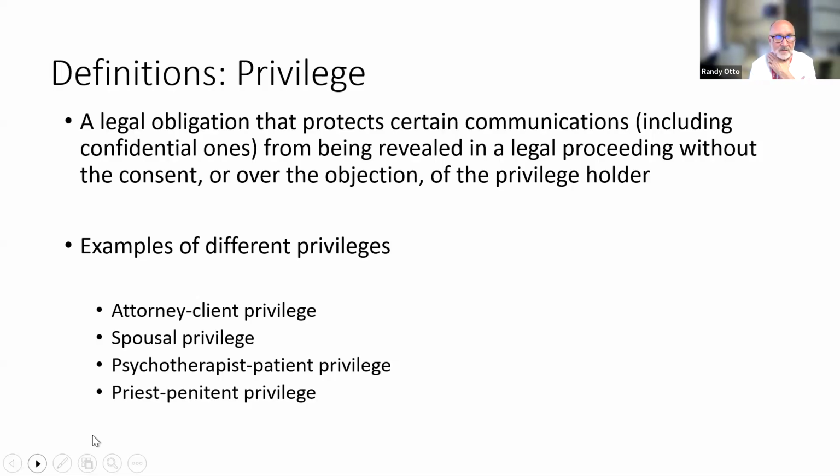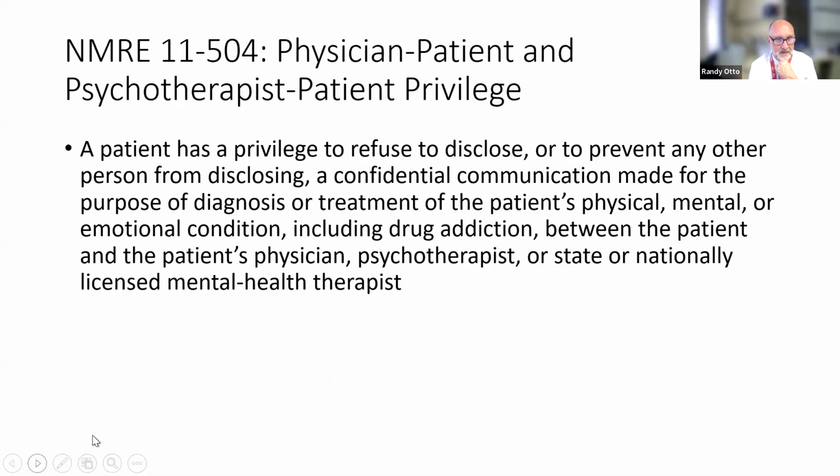So let's go to the next slide. We're in the New Mexico rules of evidence. That's where you typically see reference to privilege, because the rules of evidence are all about what evidence gets in and is shared in a legal proceeding, and privileged information might be information that otherwise doesn't get into evidence because of the presence of the privilege.